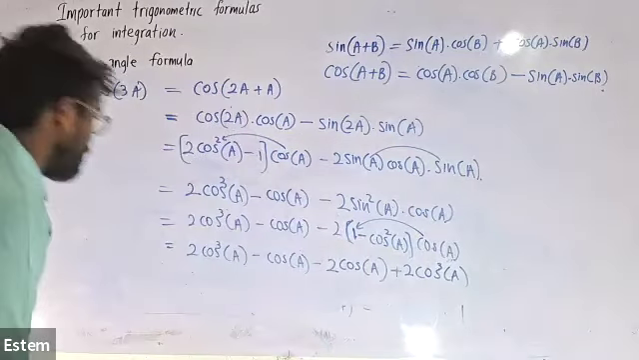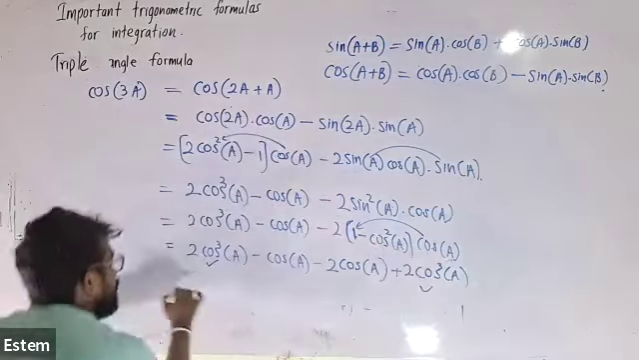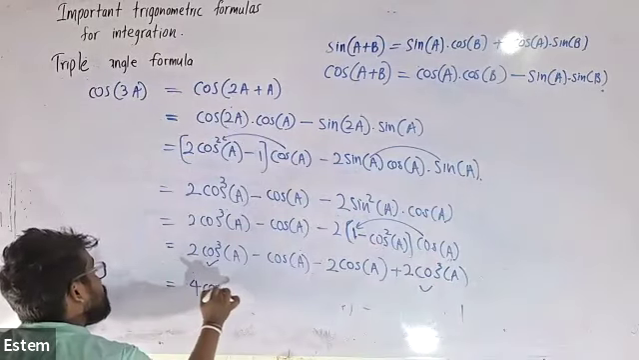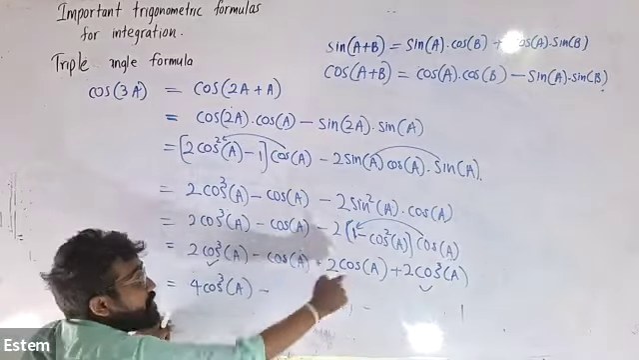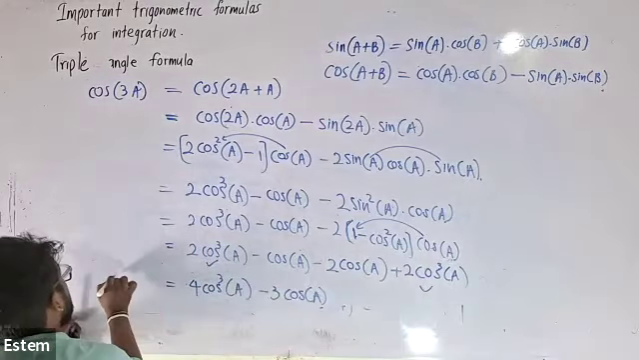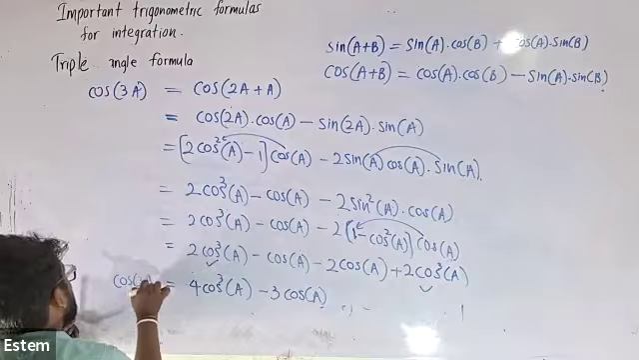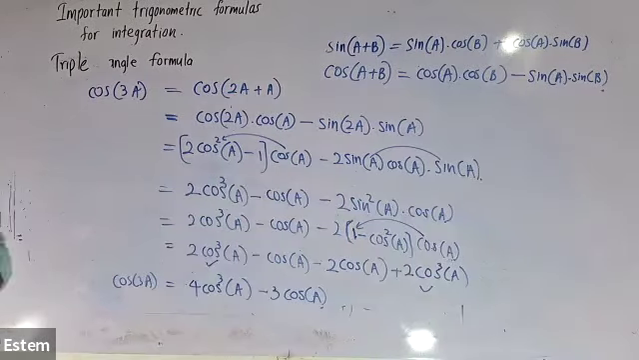So 2 cos cube a and 2 cos cube a, they are like terms. 4 cos cube a, minus cos a, minus 2 cos a. So it is minus 3 cos a. Cos 3a equals 4 cos cube a minus 3 cos a. Hurry up, please write. Quickly. Very easy, no?